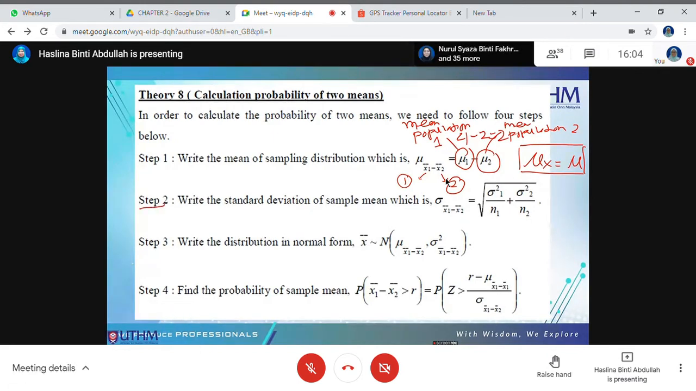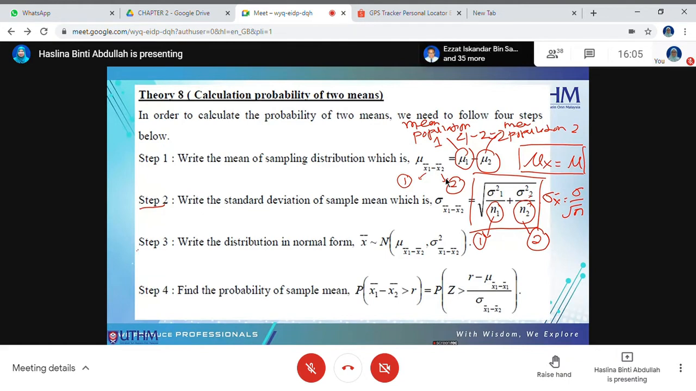For step 2, write the standard deviation of the sample mean using this formula. In the probability for a single sample, we just use this formula: sigma x bar equals sigma over square root of n. But for probability for two means, you need to use this formula: sigma 1 power of 2 divided by n1, plus sigma 2 power of 2 divided by n2. This one refers to the number of samples for sample 1, and this one refers to the number of samples for sample 2. Sigma 1 is for population 1, sigma 2 for population 2.